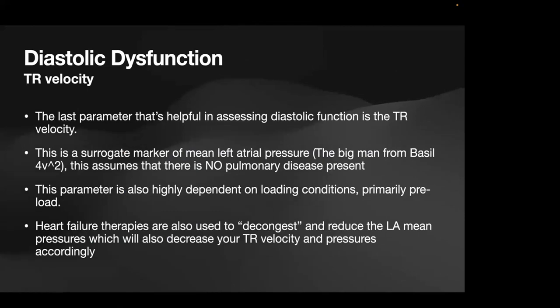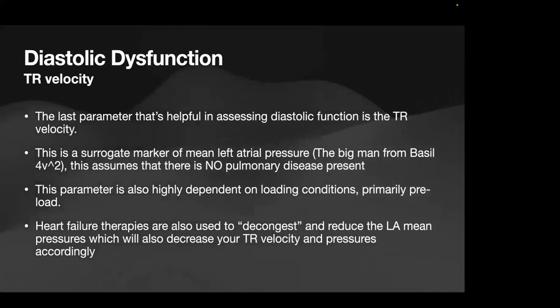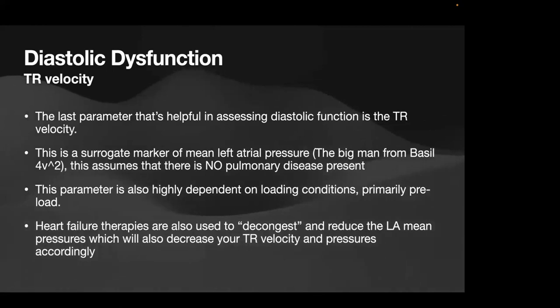Lastly, we're going to talk a little bit about TR velocity. Okay, so it's helpful in assessing TR velocity. The TR velocity is helpful in assessing the diastolic function because we're using it as a surrogate marker of mean left atrial pressure. If you remember the big man from Basel on my last physics talk, with 4v squared, you can take your velocity and translate that into a pressure. And that pressure is going to be a surrogate marker for your mean left atrial pressure. This assumes that there's no problem in between. No pulmonary disease, no pulmonary stenosis, nothing in the way, which again is a lot of caveats to this, right?